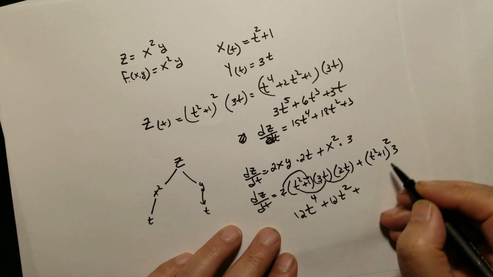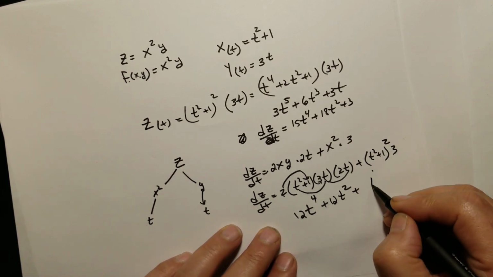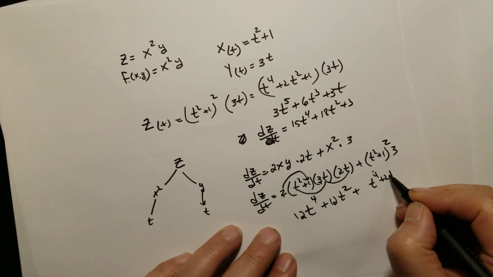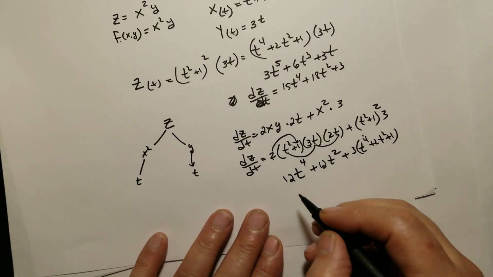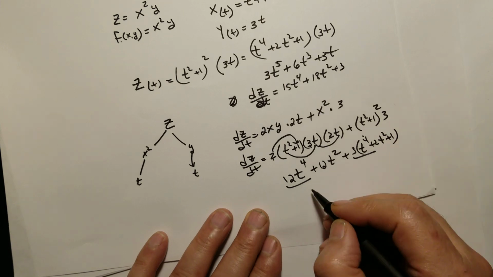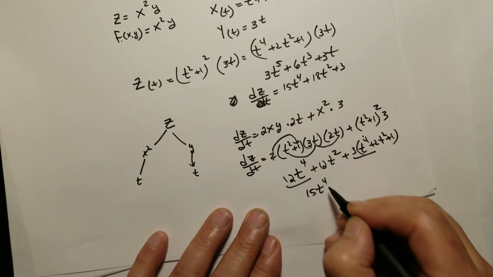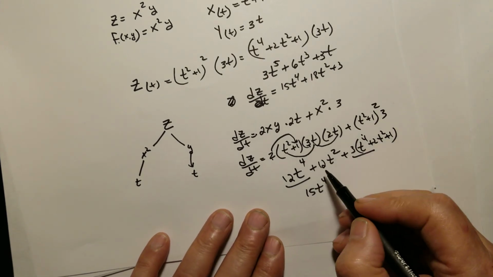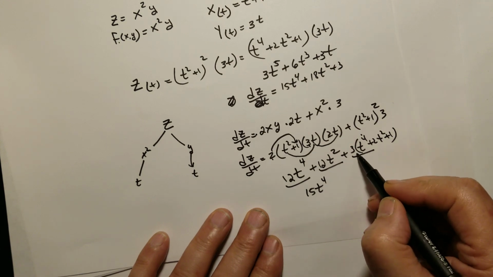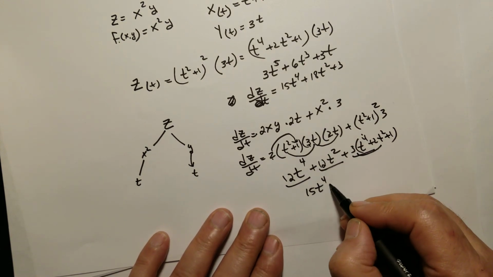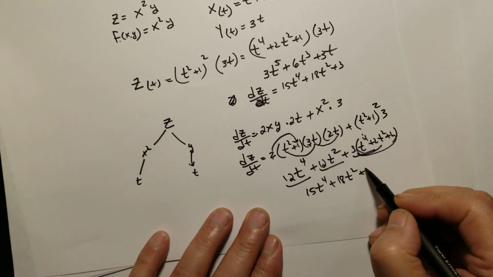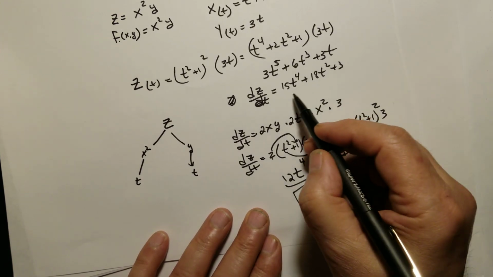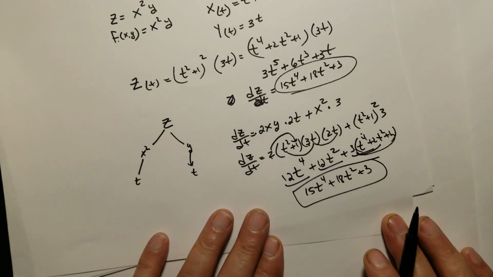And when I do that one, that becomes t to the power of 4 plus 2t squared plus 1, times 3. And that becomes 12 and 3, it becomes 15t to the power of 4. There is a 12 in here, and there is a 6 in here. Let's make it 18t squared plus a 3. I think these answers are exactly the same.